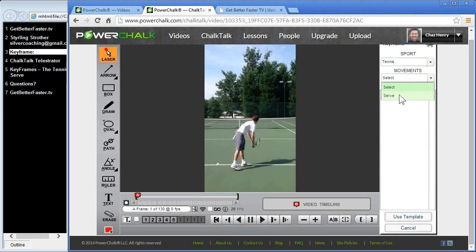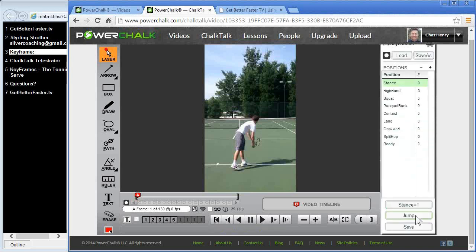Now, obviously, we can do forehands and backhands, and I really want to keep this going, Sterling. I think it's fabulous, the work you're doing here. But if I take serve, you'll see that the list Sterling's established, the kinetic chain, just jumps in, and I say use that template. So it saves me all that typing, and it guarantees that they line up with the way Chloe was keyframed. So I'm assuming Coach, stance is just the first position.